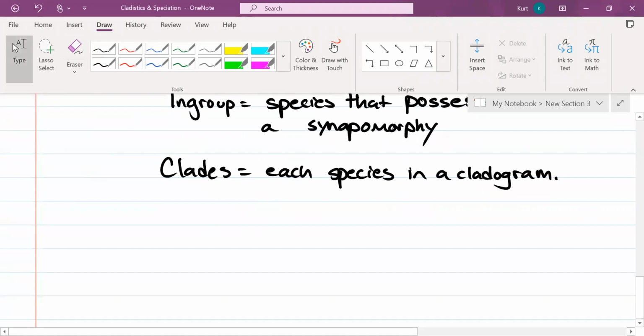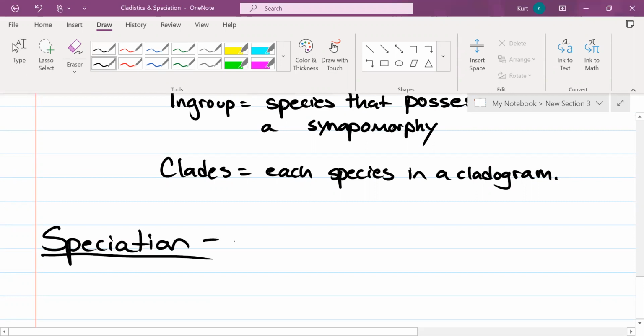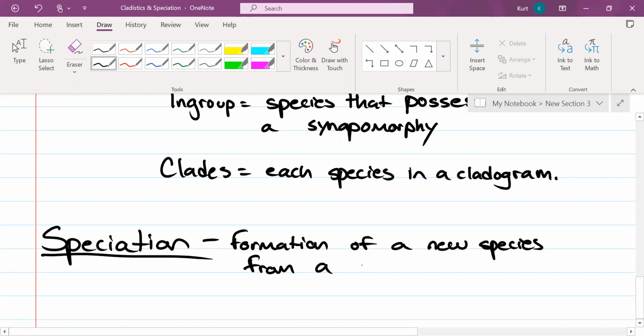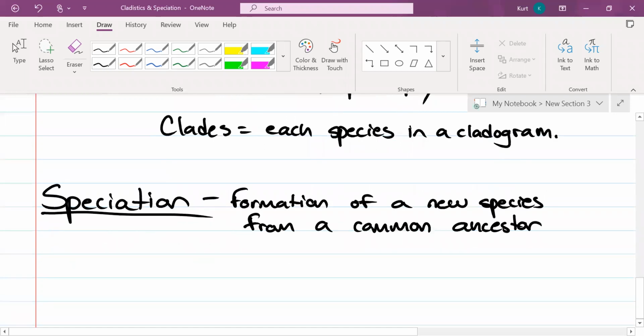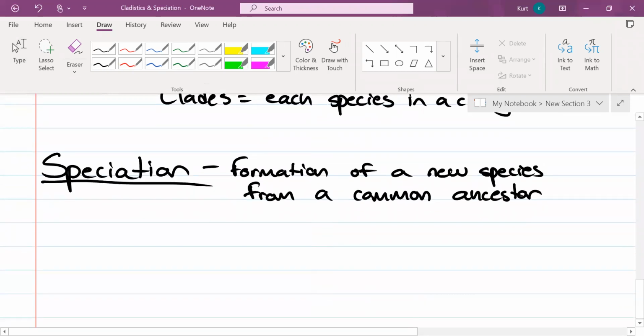But now let's get to the other topic I have for you, and that is speciation. Speciation is just the formation of a new species from a common ancestor. So we did this, I think maybe a week or 2 ago. Like actually what makes a species?